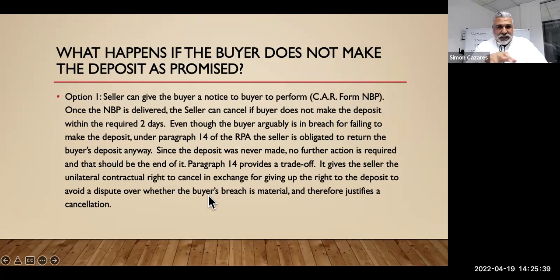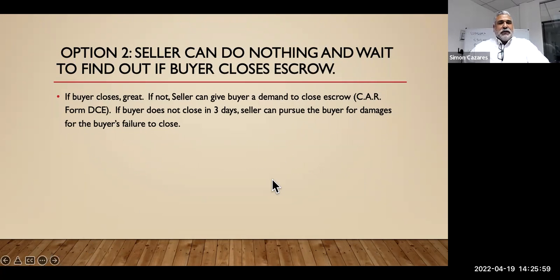All right, so deposit avoided. Okay, so under paragraph 14, provide a trade-off: it gives the seller the unilateral contract right to cancel in exchange for giving up the right to the deposit, to avoid a dispute whether the buyer's breach is material and therefore justifies the cancellation. All right, option number 2, seller can do nothing and find out if the buyer closes escrow.